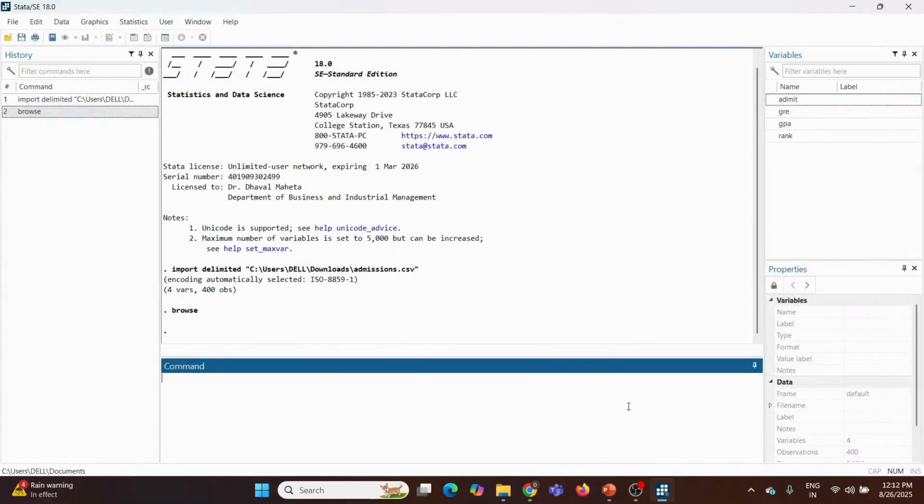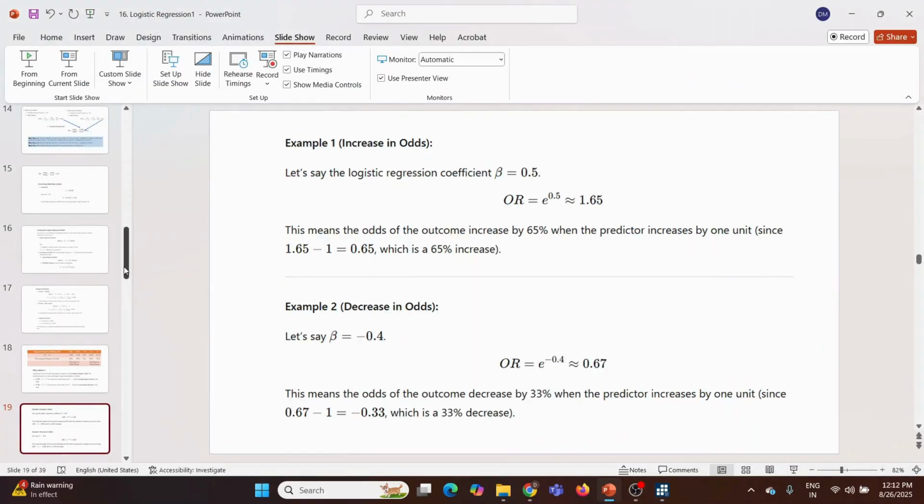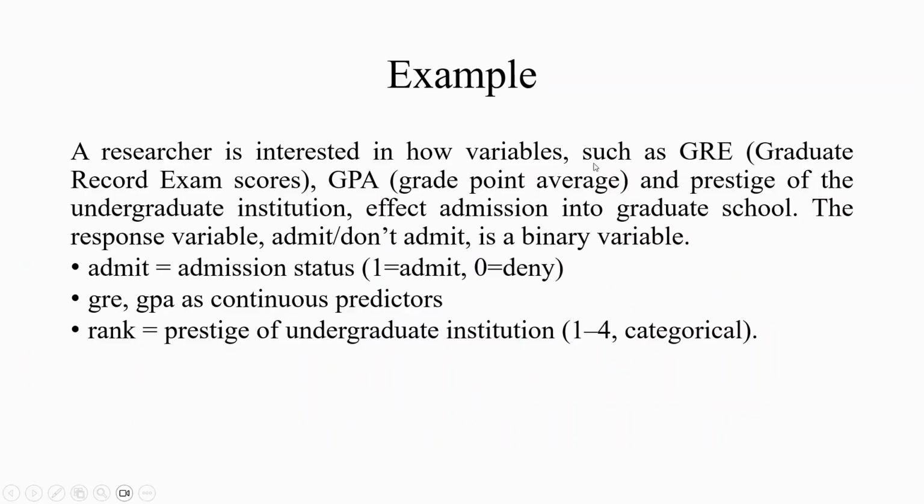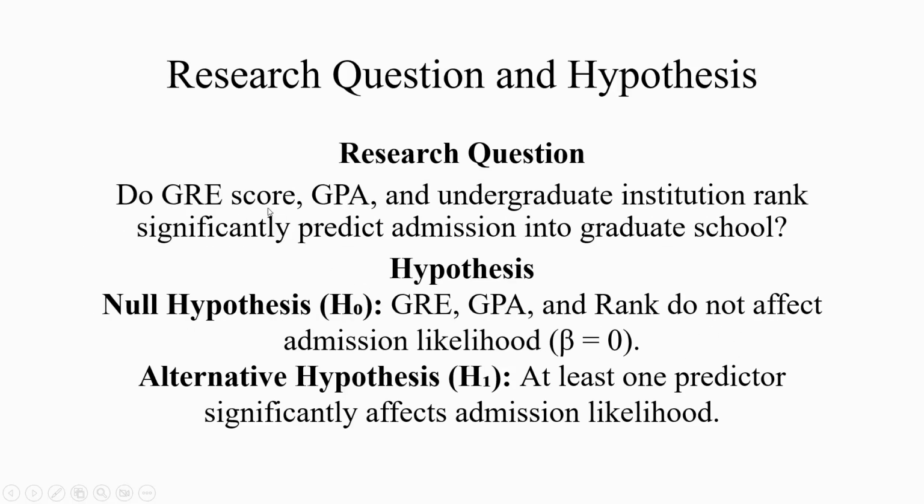Now close this and we will see the research question. What is our research question? A researcher is interested in how variables such as GRE, GPA, and prestige of the undergraduate institution affect admission into graduate school. The response variable, admit or don't admit, is a binary variable: 1 is admit, 0 is deny. GRE and GPA are continuous predictors. Rank is the prestige of the undergraduate institution, with categories 1 to 4. Research question: do GRE score, GPA, and the undergraduate institution's rank significantly predict admission into graduate school?